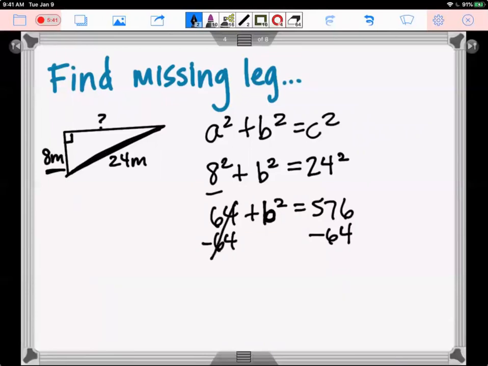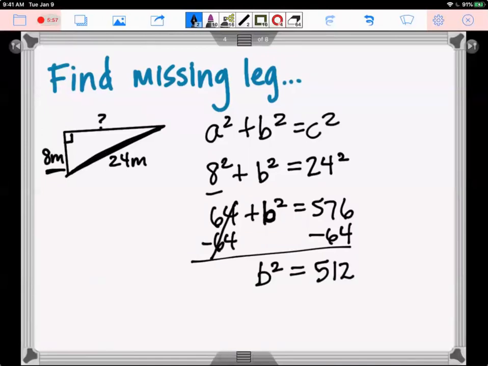So this now is just solving like a regular equation. We've done this before. So that subtracts. On the left it cancels. So b squared equals whatever is 576, take away 64, 512.